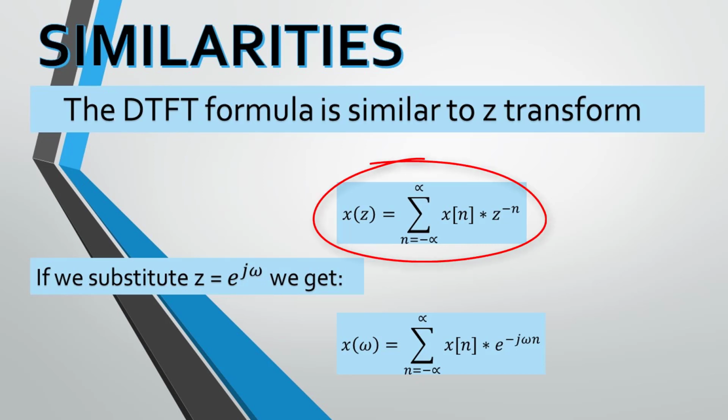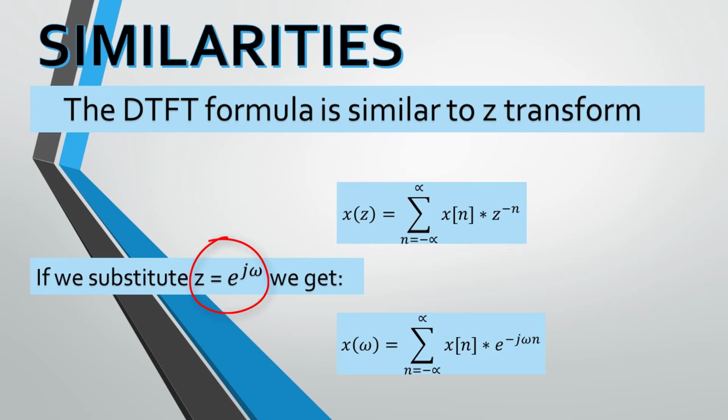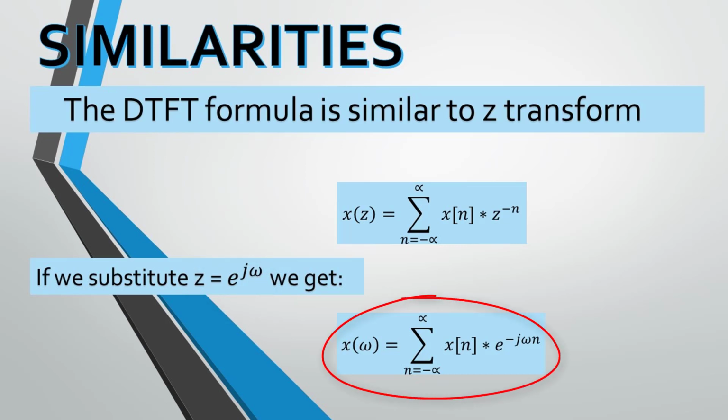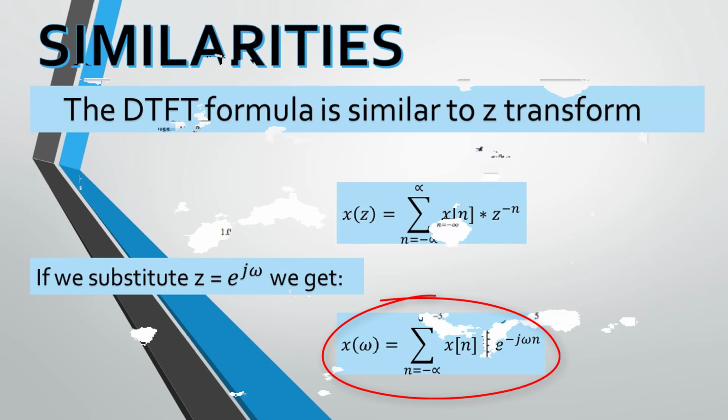We know that X of z is equal to the summation of x of n multiplied by z raised to negative n from n equal to negative infinity to positive infinity. If we substitute z equal to e raised to j omega, we get the same DTFT formula. That means, if we understand the Z transformation, it will be the same for DTFT.